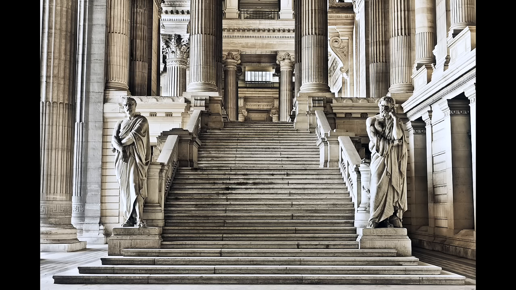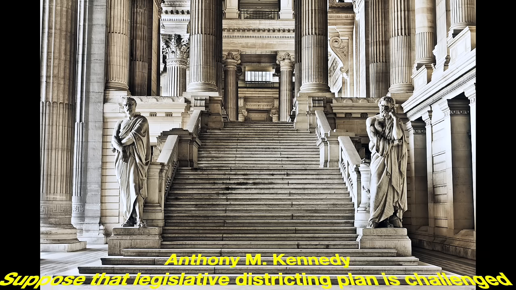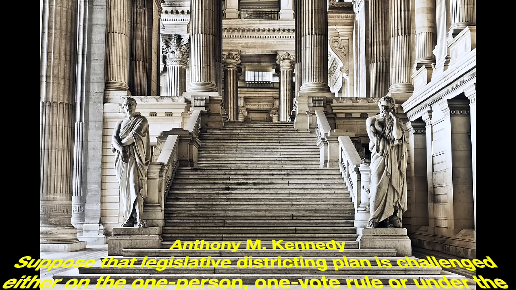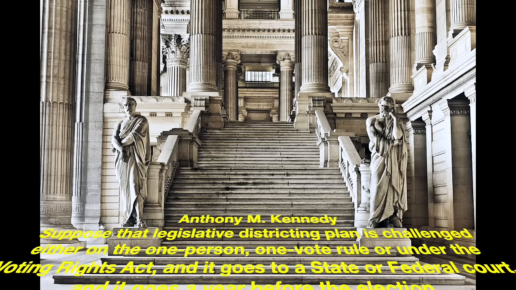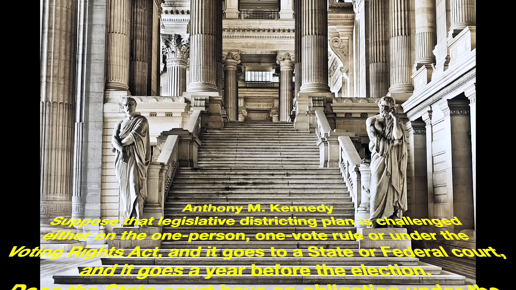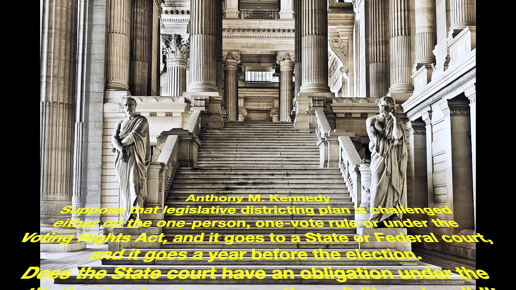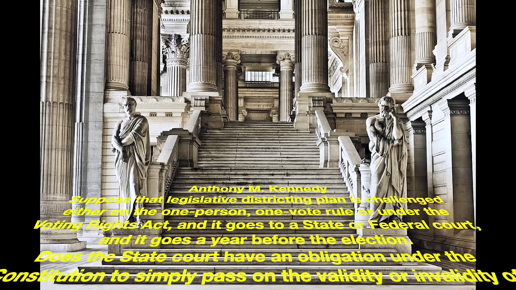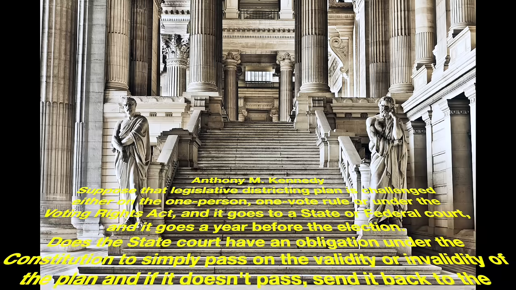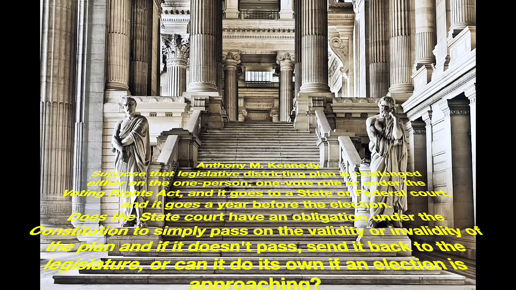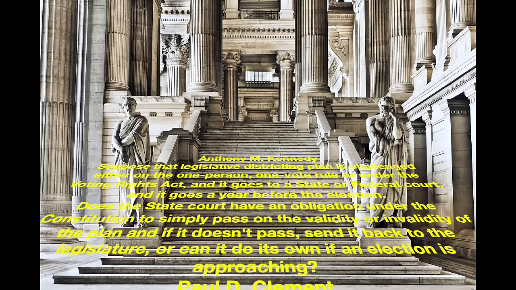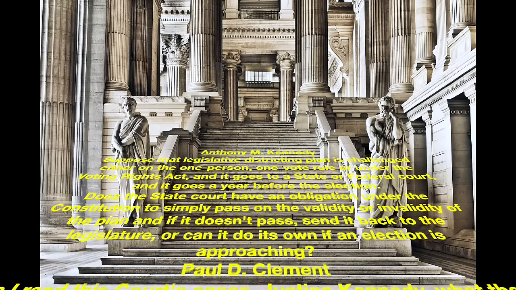Suppose that a legislative districting plan is challenged either under the one-person, one-vote rule or under the Voting Rights Act, and it goes to a state or a federal court, and it goes a year before the election. Does the state court have an obligation under the Constitution to simply pass on the validity or invalidity of the plan, and if it doesn't pass, send it back to the legislature, or can it do its own if an election is approaching?